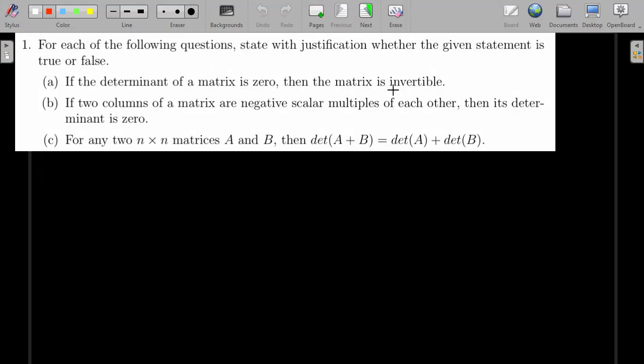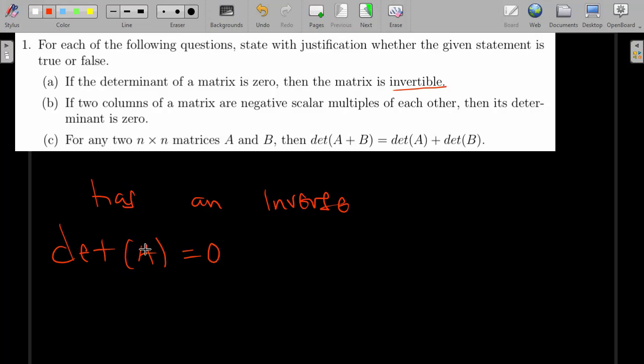then the matrix is invertible. So what does it mean to be invertible? To be invertible, it means the matrix has an inverse. So if the determinant of this matrix, let's say matrix A, is 0, will this matrix have an inverse? That's what they are asking here. So the answer is no, and we are going to say that statement is false.